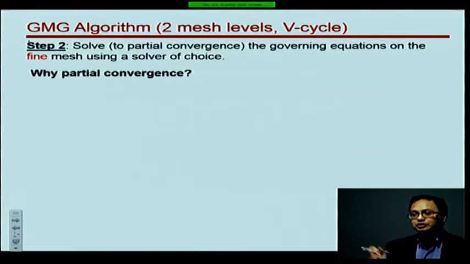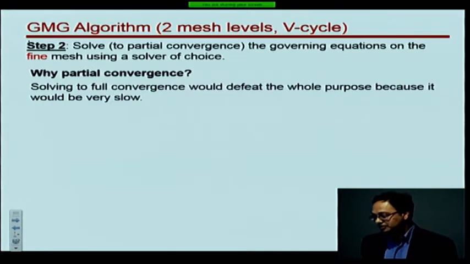Then we will take that error, transfer it to the coarse mesh, and do something with it before we pass it back again to the fine mesh. So that's the idea, that we use partial convergence, because solving to full convergence would defeat the purpose of the whole multigrid algorithm, because it's slow to begin with and we don't want to go that route.